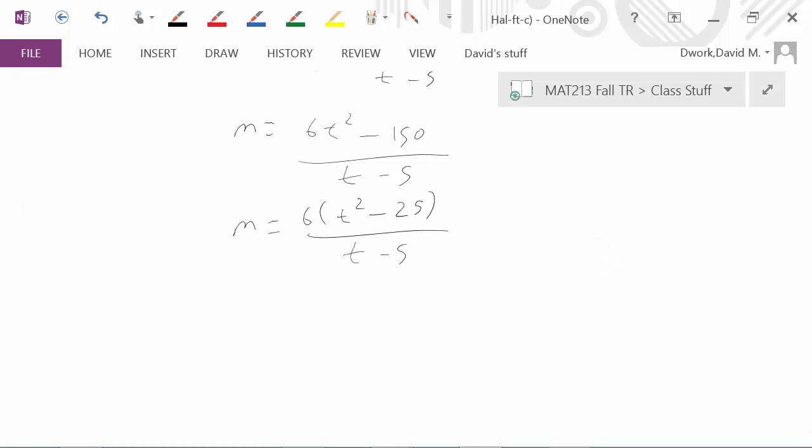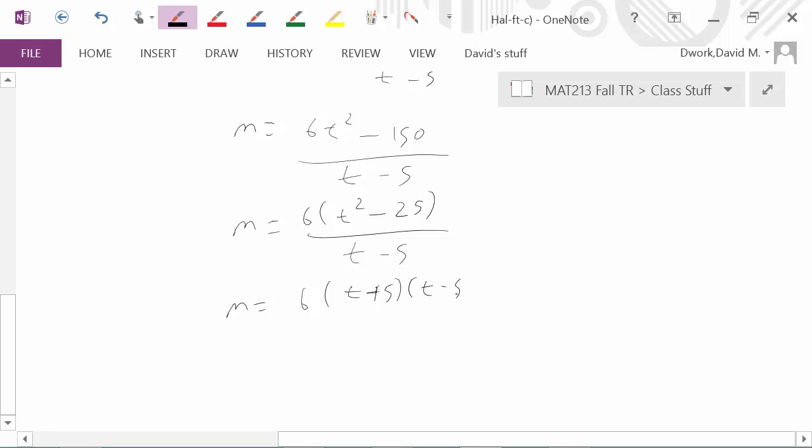So now we can factor that numerator a little easier. t squared minus 25 is t plus 5 times t minus 5, divided by t minus 5. Those divide, leaving me with 6 times t plus 5. There we go. I hope that is essentially what you're trying to get to.